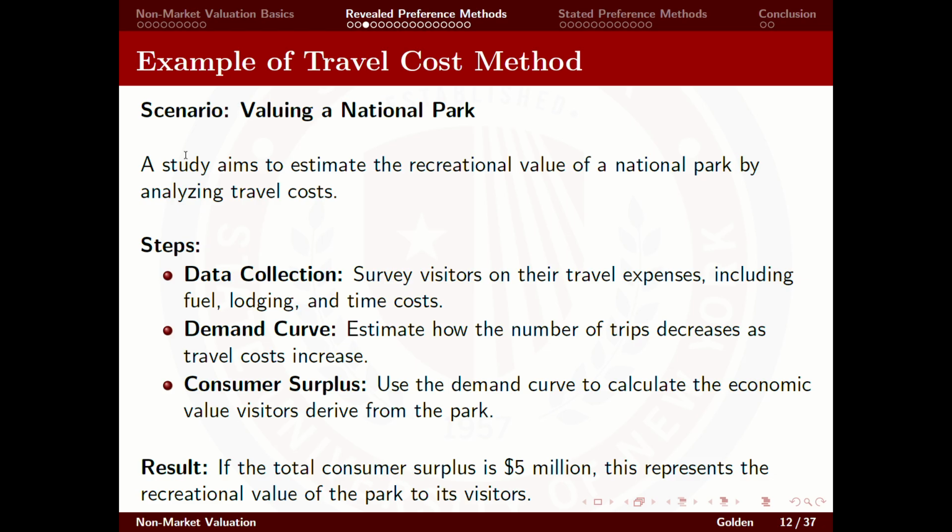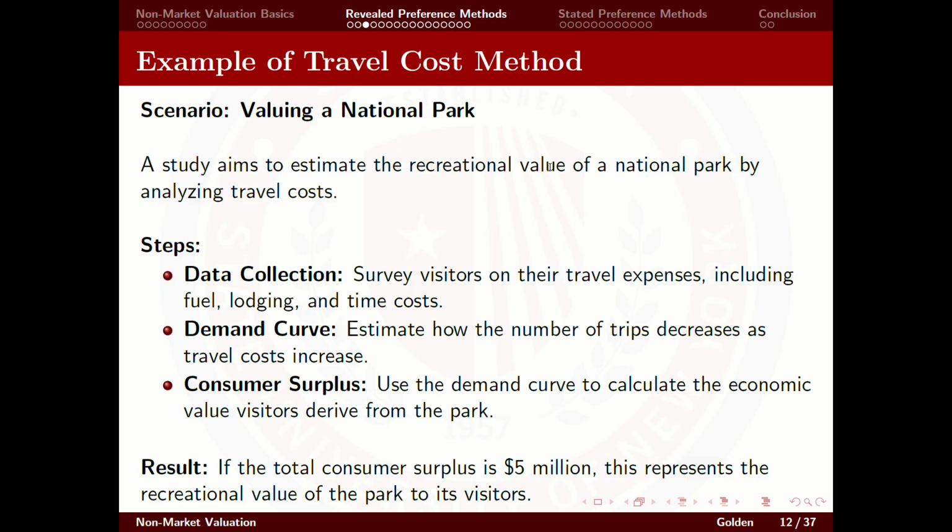So, for example, visiting a national park, the value of a national park. We aim to estimate the recreational value of a national park by analyzing travel costs. Start off by collecting data on expenses, including fuel, lodging, and time. Remember, we have to account for time. We're thinking about the opportunity cost. What else could you have done? Could you have gone to Disneyland?